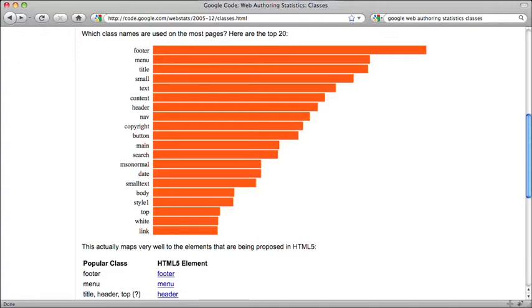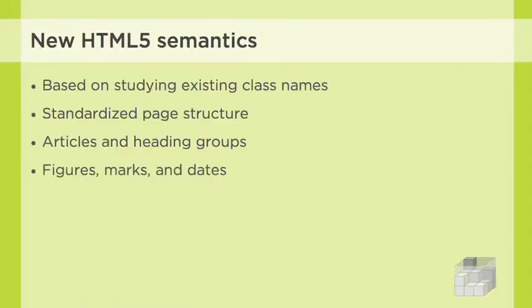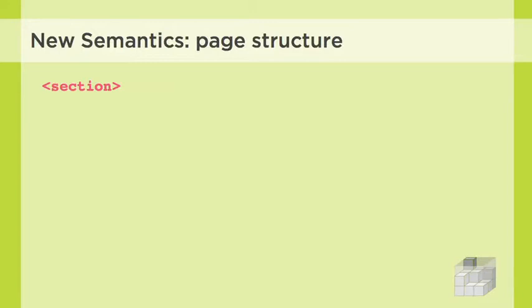Some of these terms, fortunately, have been reused in both articles and heading groups, and some of the newer features include figures, marks, and dates. So let's talk about the most common one, which is page structure. Almost every web page on the web today is sufficiently filled with content that it's broken up into one or more different sections. And a lot of web developers use class name equals section to demarcate these different sections of content. So it's hard to even talk about it without using the word section.